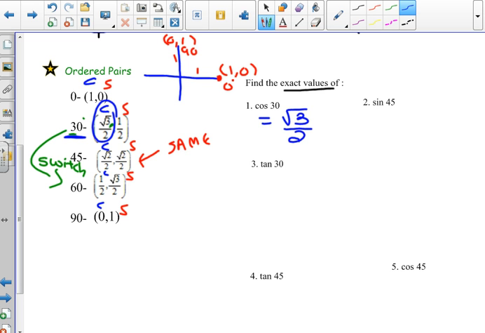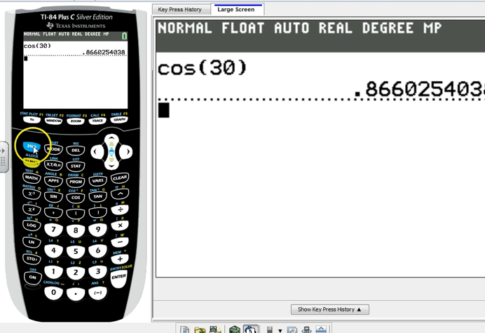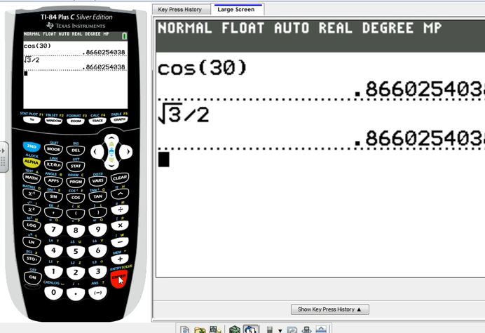We'll fix this one. We'll do that in a second. Okay. One thing you can do is check. If I actually typed in radical 3 divided by 2, you do get the same thing, right?